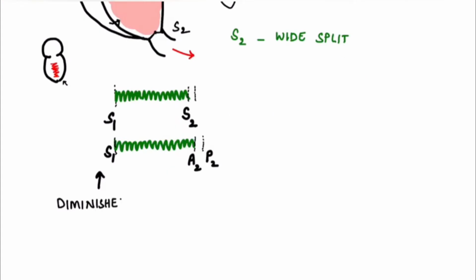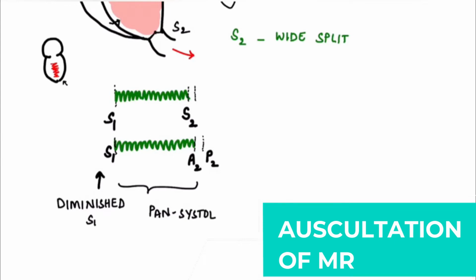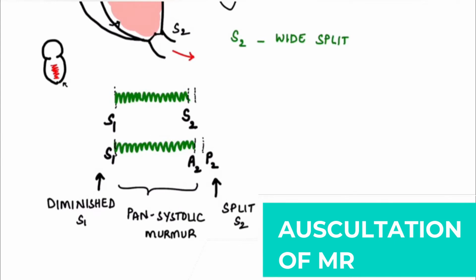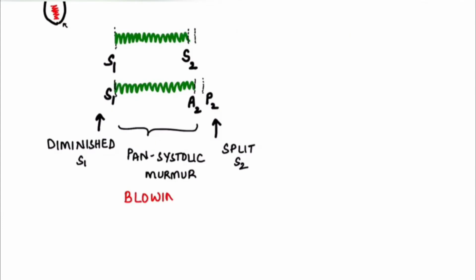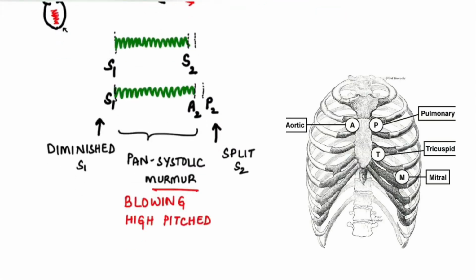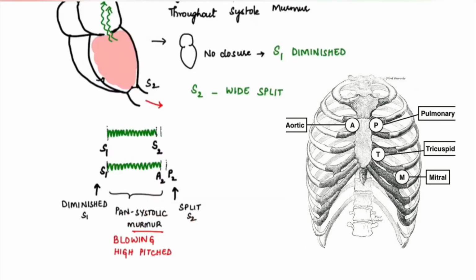So diminished S1, then a pansystolic murmur, that is a murmur occurring throughout the systole, then a split S2 are the auscultatory findings of mitral regurgitation. So this pansystolic murmur is described as a blowing and a high pitch type of murmur, and it is best auscultated in the mitral area, and this mitral area corresponds to the left fifth intercostal space in the mid-clavicular line.